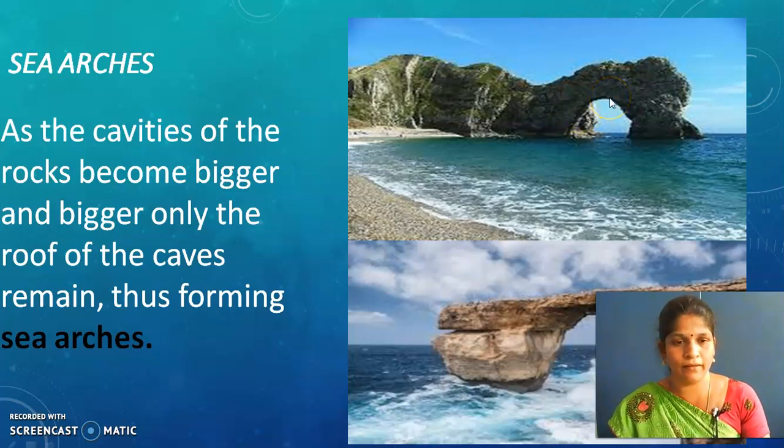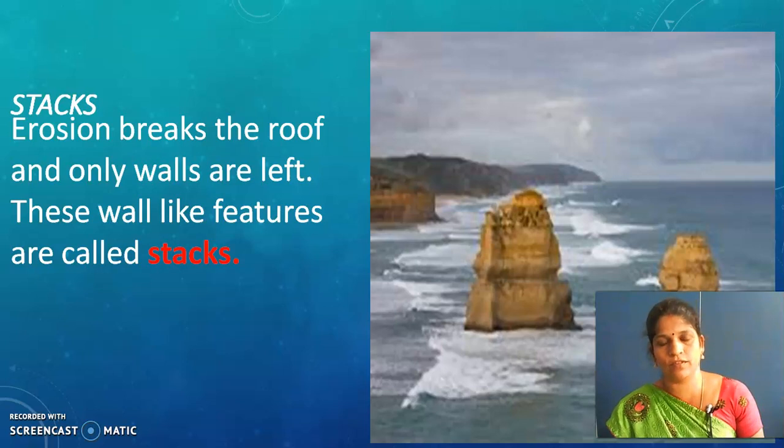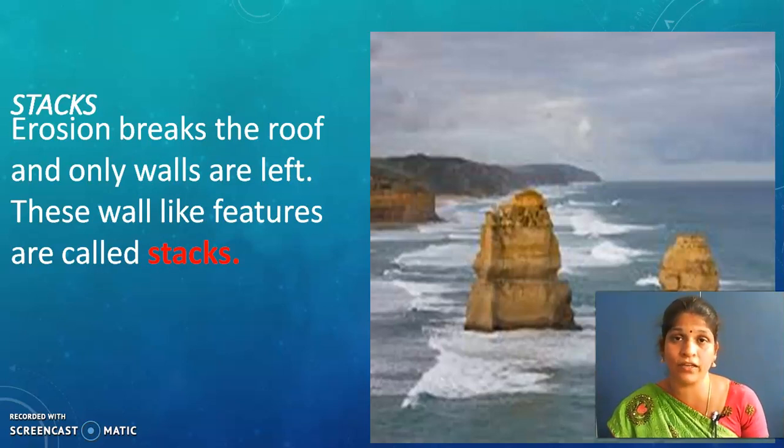Then next, stacks. This is also a feature of the sea made by the sea waves. Erosion breaks the roof. First it removes the weak point of the rocks. It looks like a cave. That's what we call sea caves. Then both ends are removed by the sea waves. That we say sea arches.